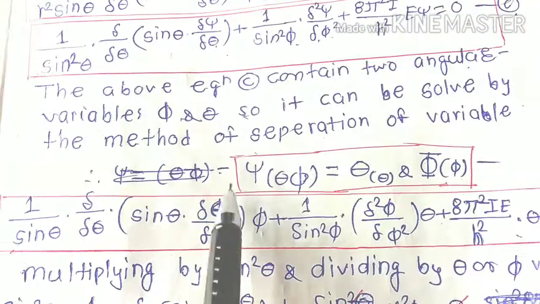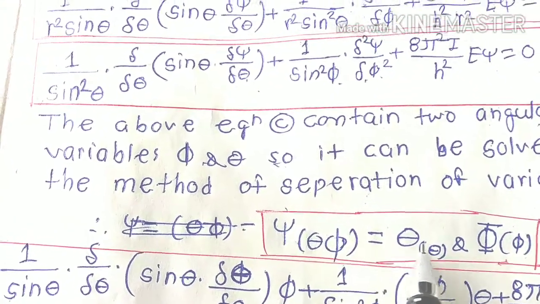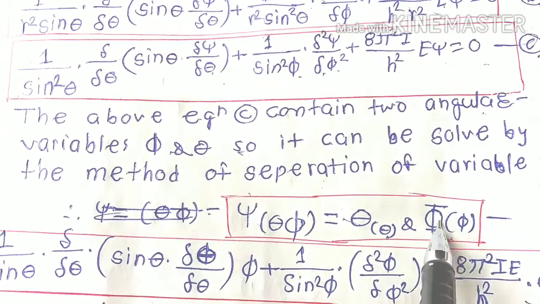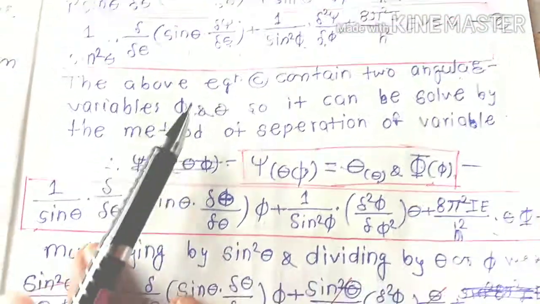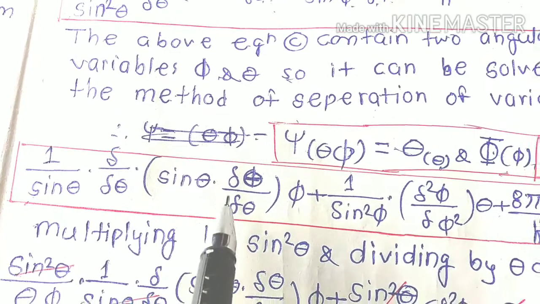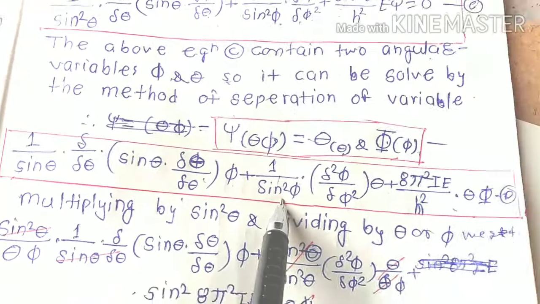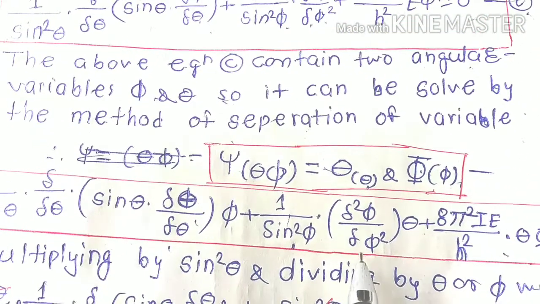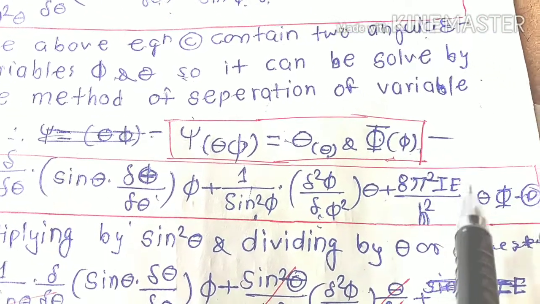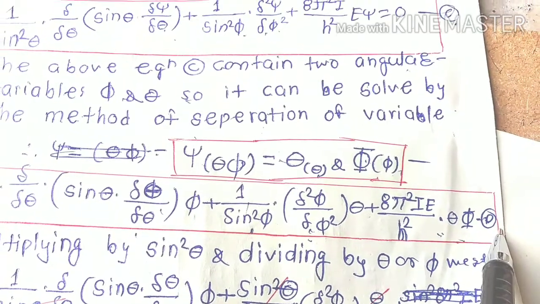So we write ψ(θ, φ) = Θ(θ) Φ(φ), capital theta into capital phi. The next equation we get is (1/sin θ) ∂/∂θ (sin θ ∂Θ/∂θ) Φ + (1/sin²θ) (∂²Φ/∂φ²) Θ + (8π² I/h²) Θ Φ = 0. We call this equation D.